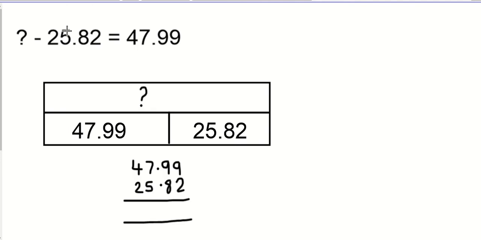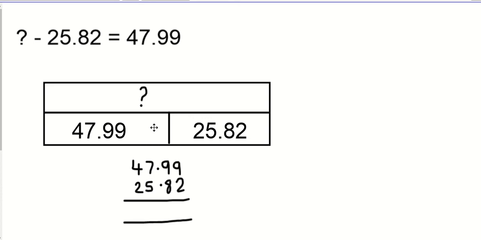Okay, so the next question, I've been quite nice to you today. We're looking at something, subtract 25.82 equals 47.99. I've expressed this as a bar model just to make sure I'm clear. So I have a bigger number, I'm subtracting this number here, and I'm left with this. Actually my total is the bit that I'm trying to find, because I know that if I've got that total and I take that part away, I'm left with this part here. So these two parts added together give me the number I started with.